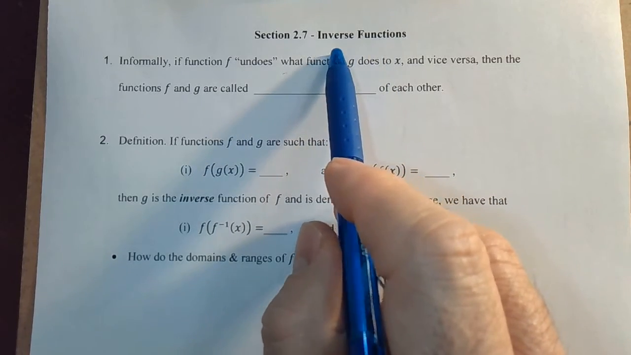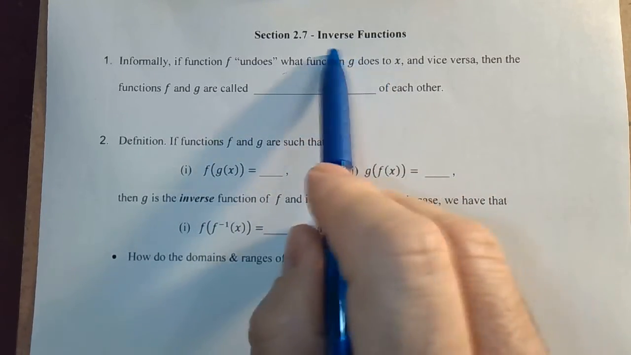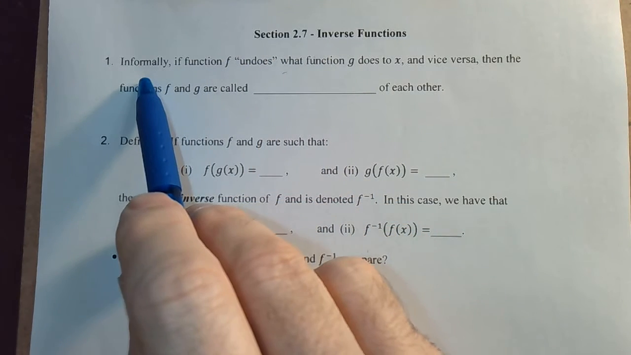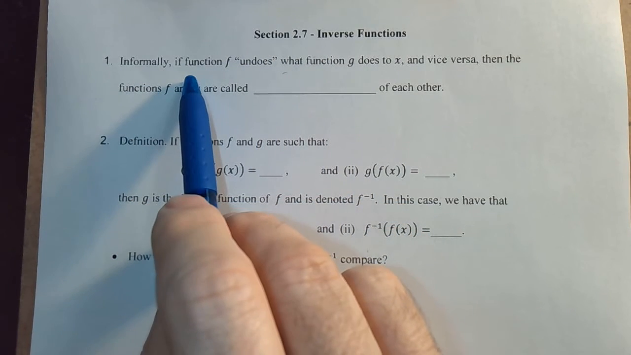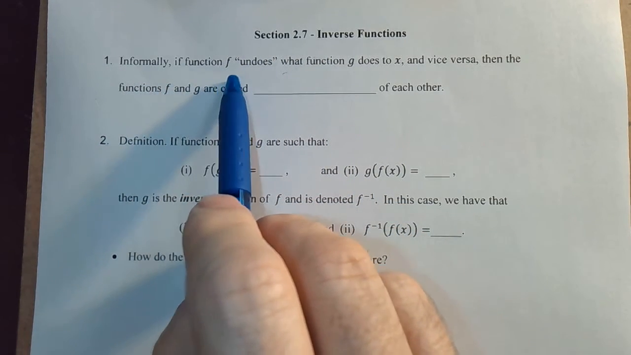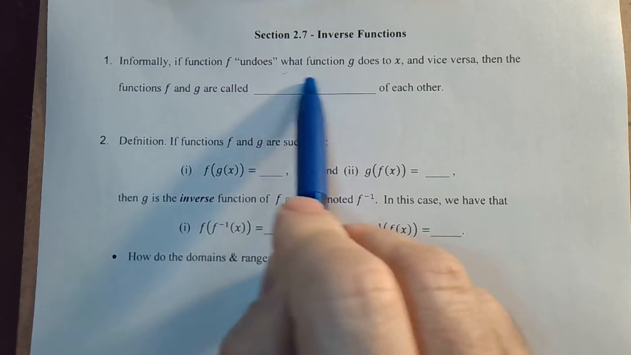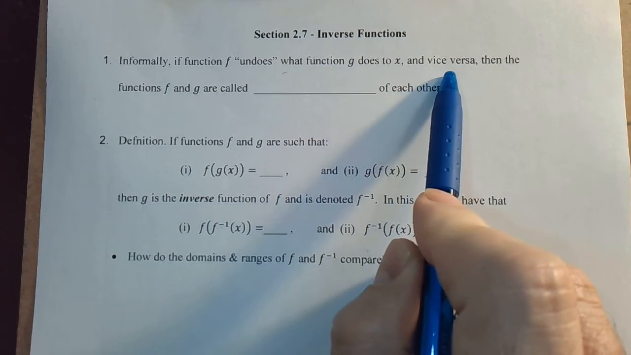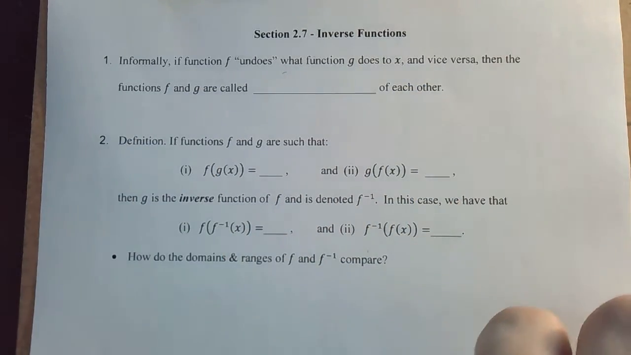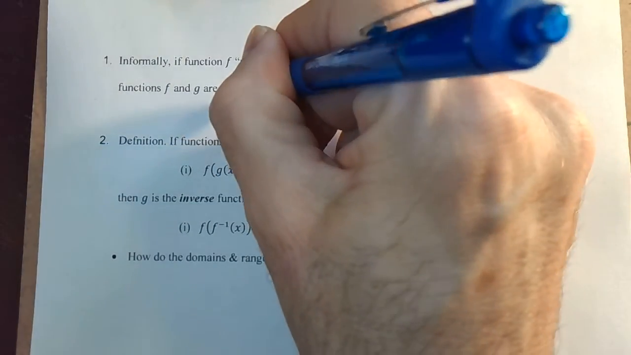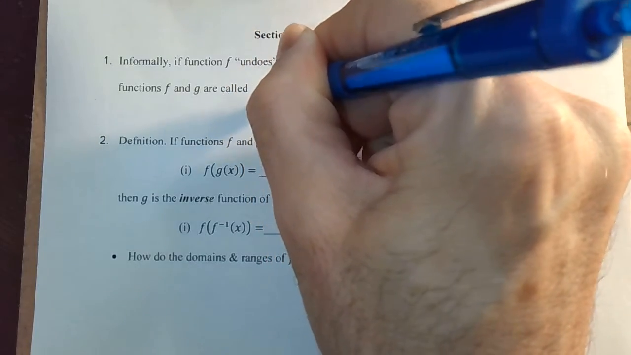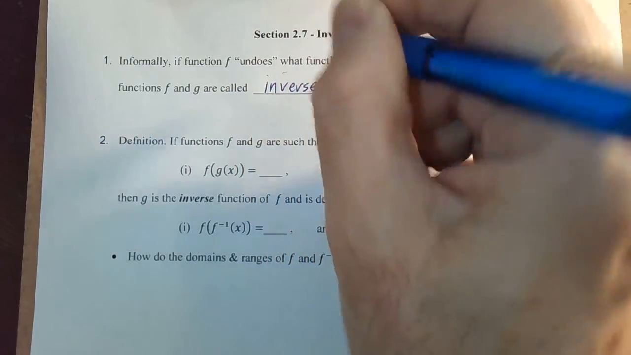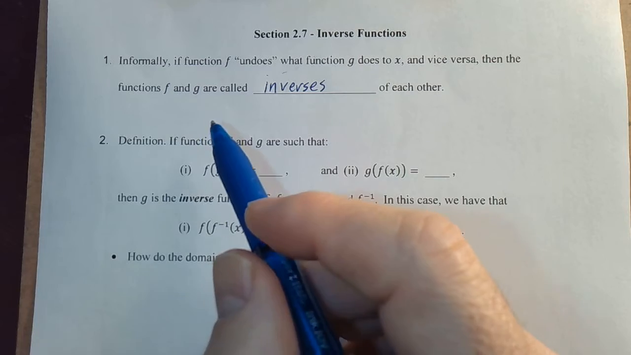Well, let's start off, in this section on inverse functions, with an informal definition. If a function f undoes what a function g does to a number x, and vice versa, then the functions f and g are inverses of each other. Now that's a very informal definition, but let's look at a real simple example.